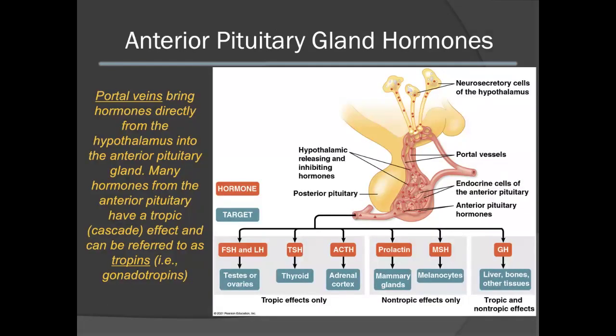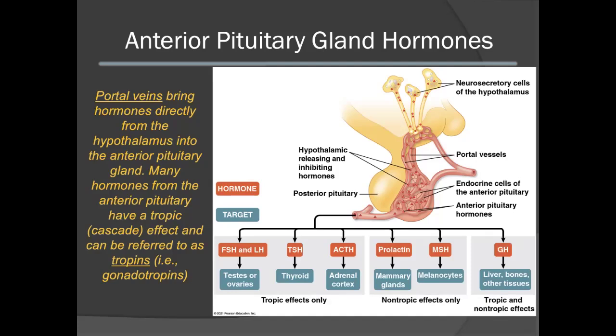This diagram depicts the relationship of the hypothalamus and anterior pituitary with respect to the hormones that it produces as well as the target organs. Portal veins will bring the hormones produced from the hypothalamus neurosecretory cells directly into the anterior pituitary gland. This will then stimulate the anterior pituitary gland to produce specific hormones, as listed below.